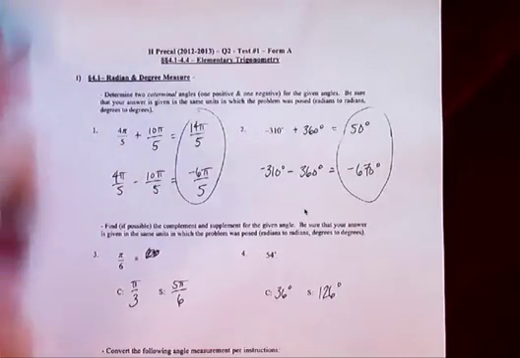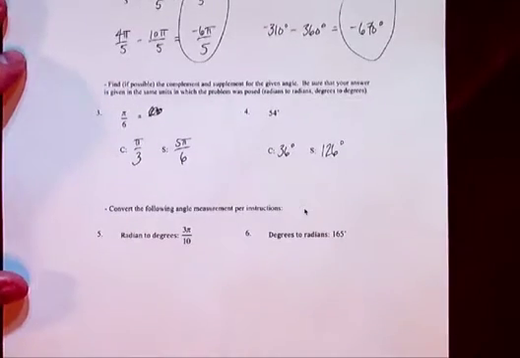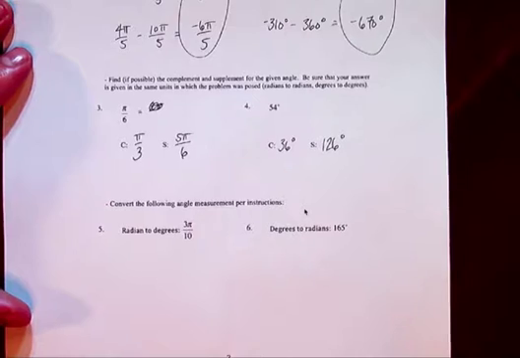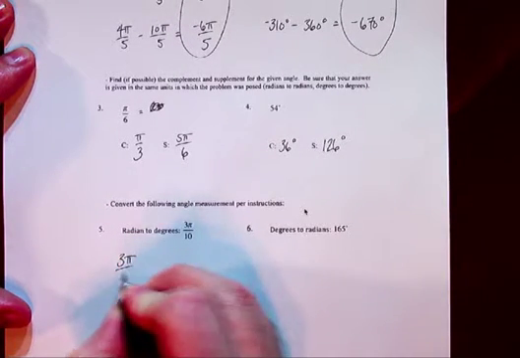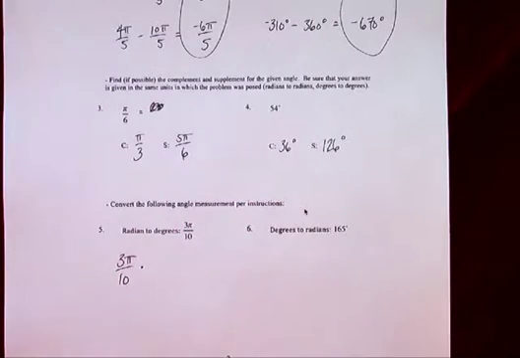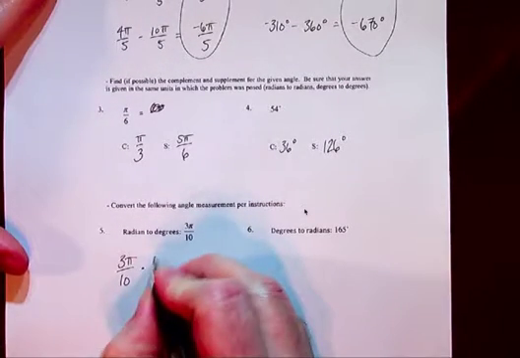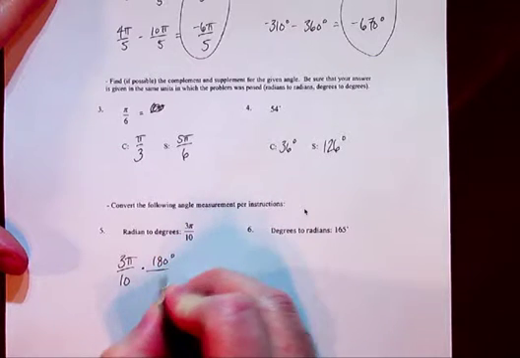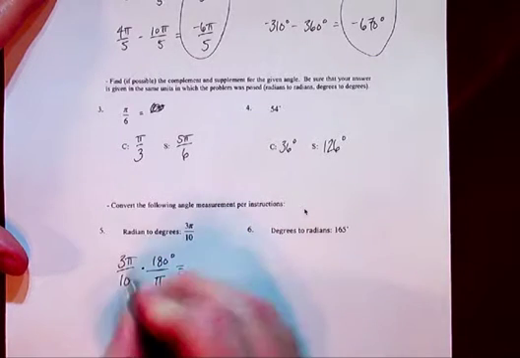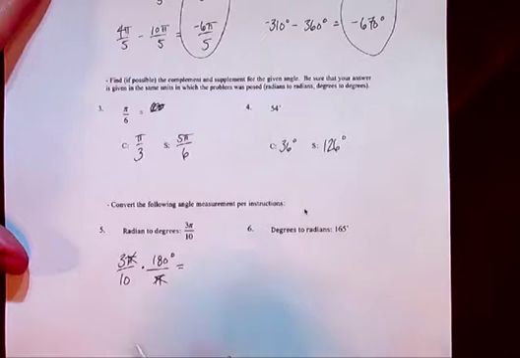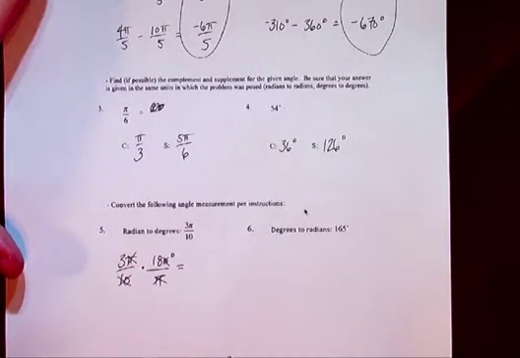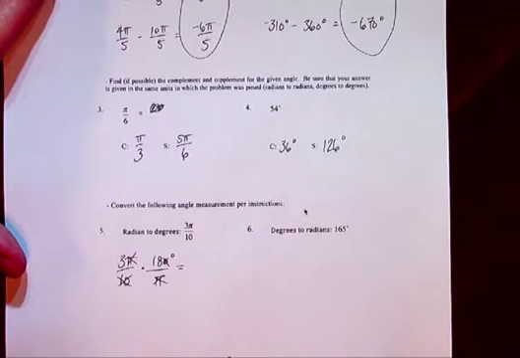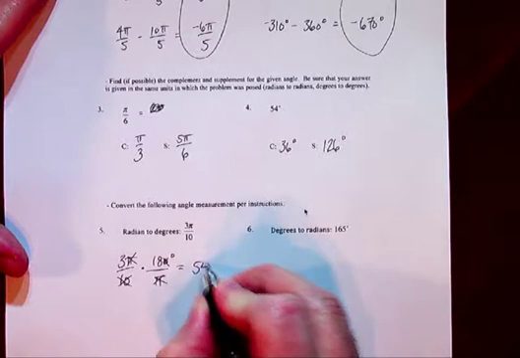Now, it says convert the following angle measurements per instructions, radians to degrees. Okay, well, this is 3 pi over 10. We know we need to multiply by either pi over 180 or 180 over pi. It's going to be 180 degrees over pi because we recognize the fact that the pi needs to go bye-bye, okay? The 10 cancels with the 10 inside the 180, just leaving 18, and 3 times 18 is 54 degrees.